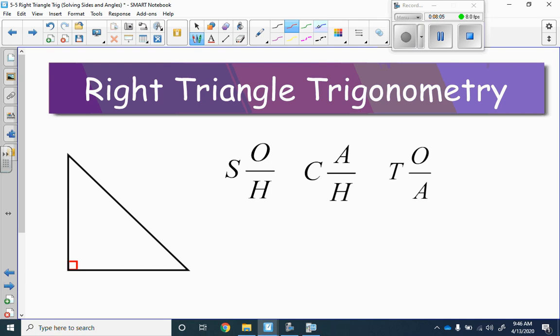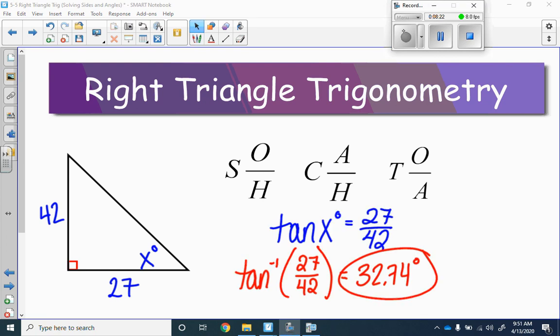Alright, so let's have you guys try one, of course, here. Let's put x in this position here. Let's go 42 here and 27 here. So go ahead and see if you can pause it and find the angle for x. Alright, so how about 32.74 degrees? So there we are for section 5.